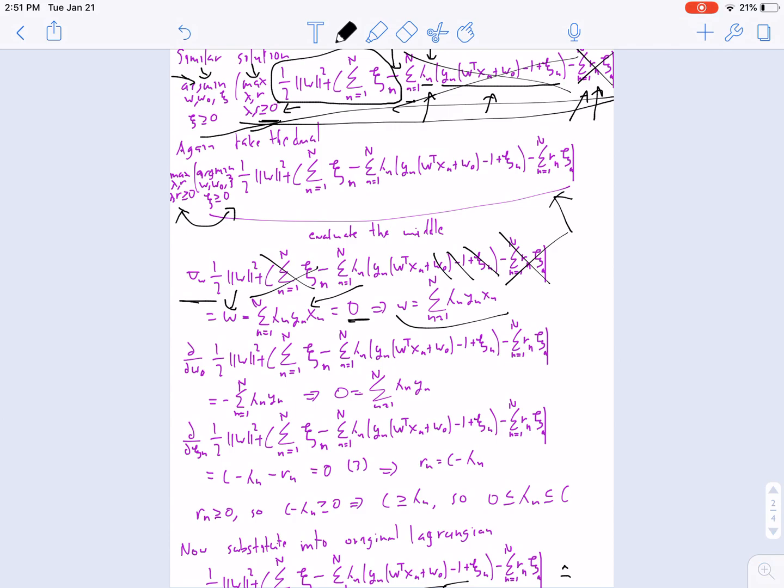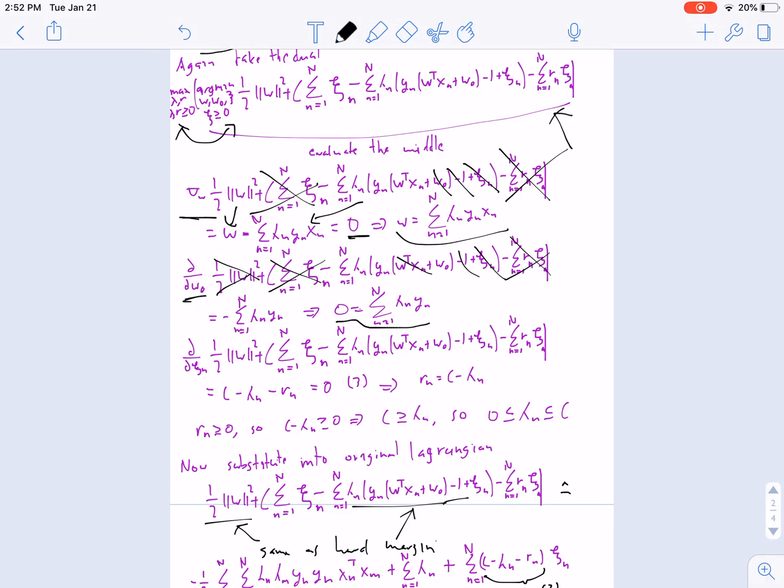Now we'll take the derivative with respect to w naught. Again, most of these terms don't depend on w naught, so I'm just crossing those out. And we'll end up, again, with the exact same derivative as we did in the hard margin classifier case. And we'll end up getting that 0 is equal to the sum over all data points of lambda n, y n.